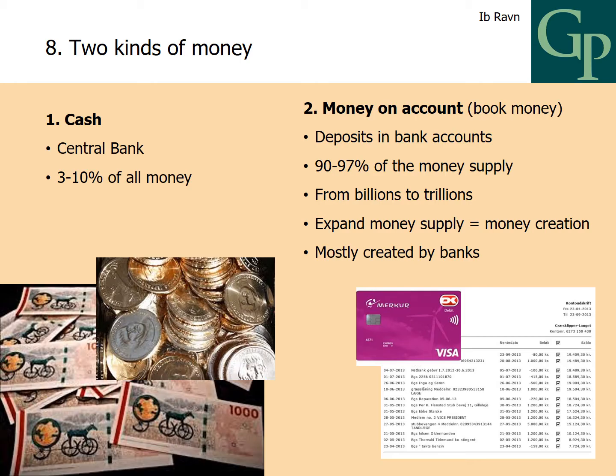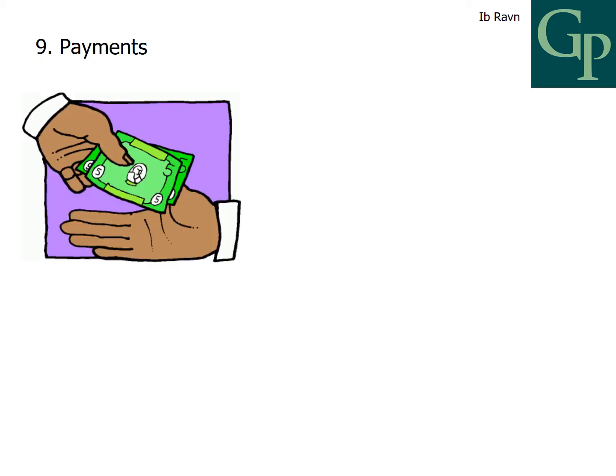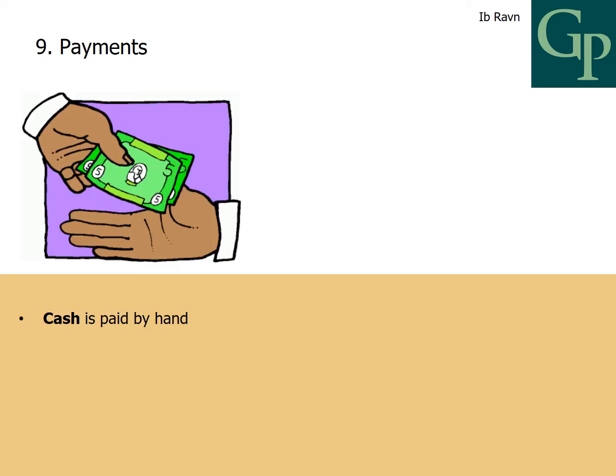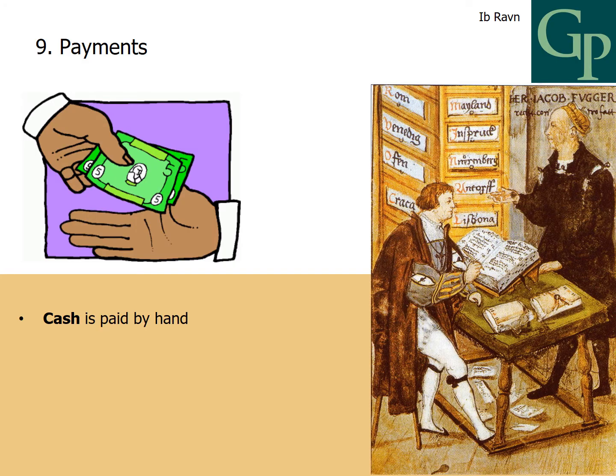To understand how, let's look at payments first. And let's be clear, payments do not create money, only loans do. But money creation is facilitated by the payment system, so we need to understand that. Cash is paid by hand, but banks do it smarter. 500 years ago, banks discovered that they could help their customers pay each other by book transfer, and so it is today. How does that work?